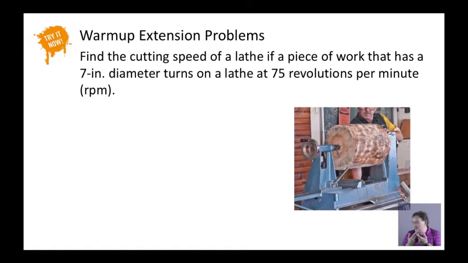If the distance around this log is 1 meter, then 75 revolutions per minute, there's 75 meters that's running past this blade every single minute. So the secret here is to find the circumference of that bowl, and so take some time to do that. And the goal here is for us to calculate not just a length, but actually a velocity.